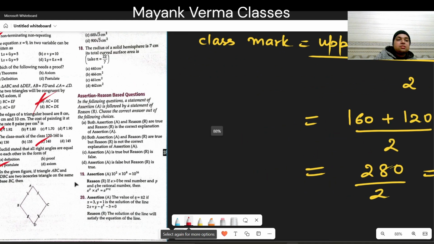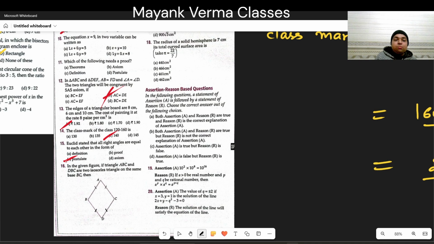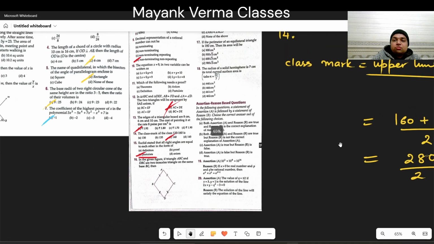I will zoom this so that you can see the question also. Here. So there are both options, postulate and axiom, but we will say postulate because it is related to what? Geometry. Okay. Now let's see the 16th question.